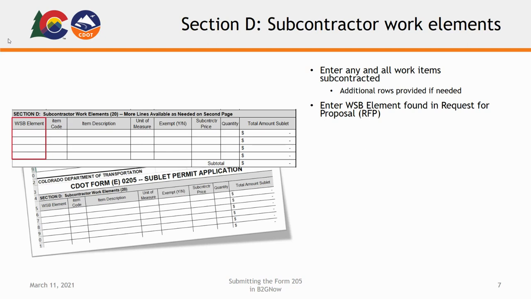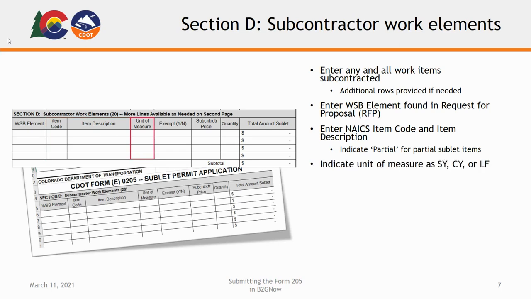Enter the WSB element, which can be found in the request for proposal. The item code will be the 8-digit code that is associated with each pay item. The item description will be the bid item description found in the proposal. If there are partial items being sublet, please indicate partial in the item description section as well. For the unit of measure section, you will indicate how the subcontracted items will be paid, either SY, CY, or LF, and this information should match the units in the bid tab.